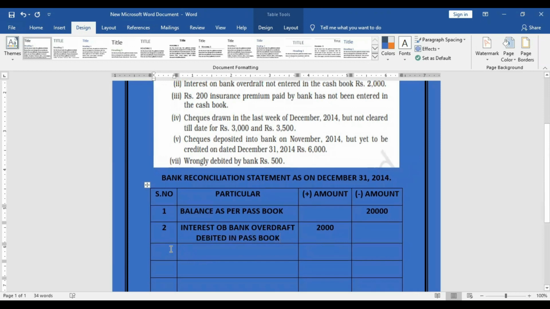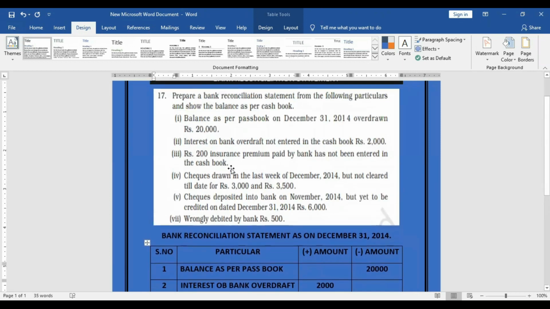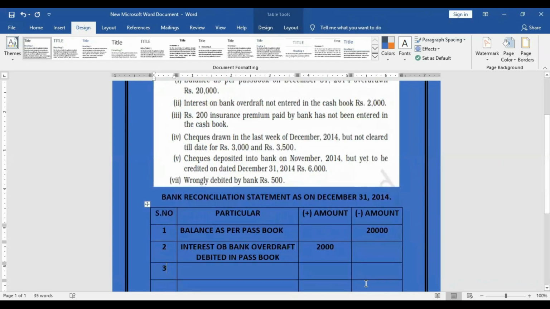Third one, 200 insurance premium paid by bank has not been entered in the cash book. So 200 on behalf of the account holder, the bank has paid as insurance premium. Therefore they have reduced 200 in the bank passbook. But in the cash book, there is no change. So as per the passbook, if you want to adjust, you have to increase the passbook. So the passbook also has 200 to be increased.